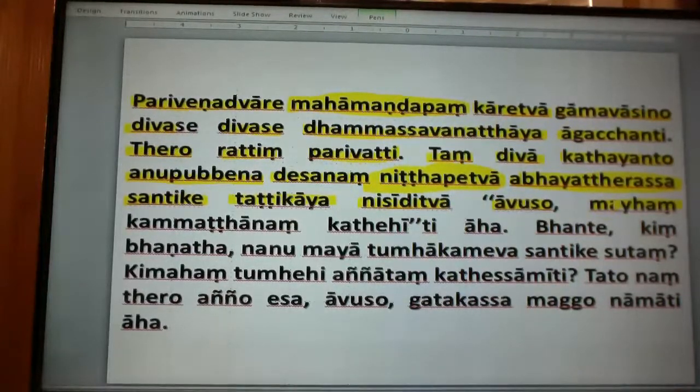Mention means for me, Kamathana Katehi. Kamathana means the meditation. Katehi means teach. Teach me meditation.